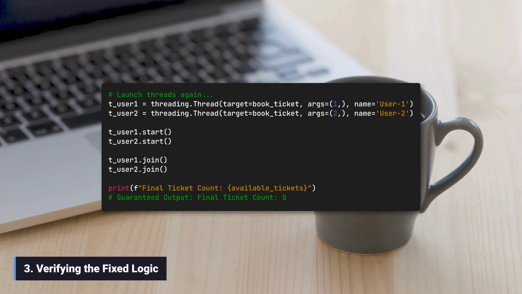3. Verifying the fixed logic. When you run the synchronized code, you will observe the output confirming that one thread acquires the lock first. The other thread is seen waiting. The first thread successfully books the ticket and decrements the count to 0. When the second thread finally acquires the lock, it finds that available tickets is no longer greater than 0, and it is correctly denied the ticket. The final ticket count is consistently 0, confirming that our race condition has been successfully fixed.